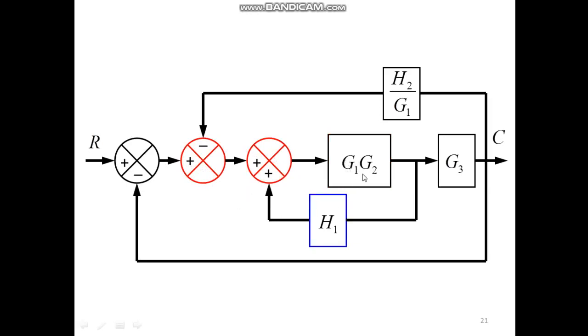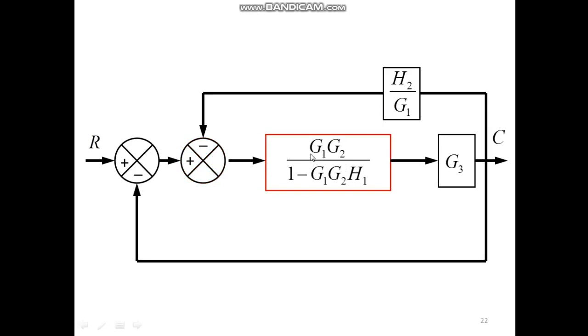the G1, G2 and H1 will come in the minor feedback loop. So to eliminate this minor feedback loop, we will take G1, G2 divided by 1 minus, because H1 is positive, so it will be divided by 1 minus G1, G2 and H1. So this has been replaced. As we will write it here, G1, G2 divided by 1 minus G1, G2 and H1. Now after this, these two blocks are in series. So we will multiply G3 directly to this particular term. So we will replace this as G1, G2, G3 divided by 1 minus G1, G2 and H1.